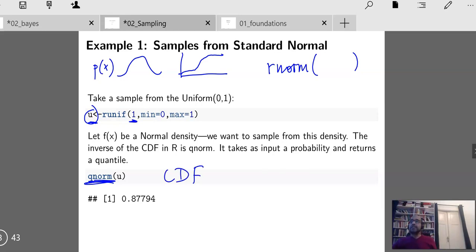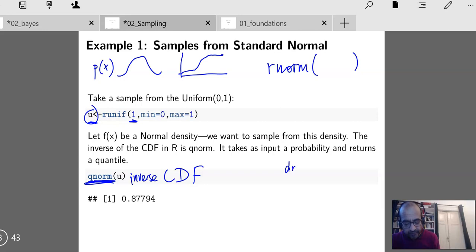This is why I spent so much time on the foundations part of this course, because this is the moment where there's a payoff. I'm sorry, I just made a mistake. So it's the inverse of the CDF, right? qnorm is the inverse of the CDF. So this is why I spent so much time. I always get confused about this when I'm actually teaching.